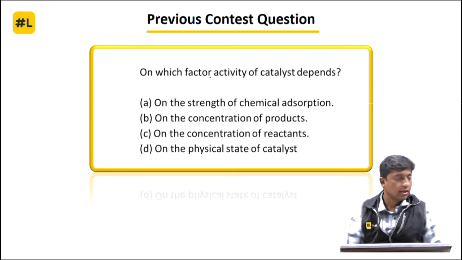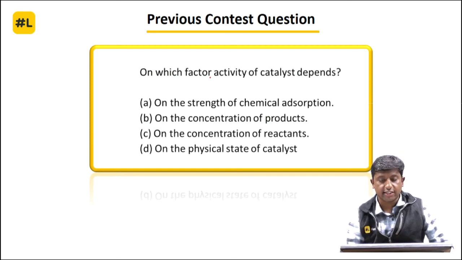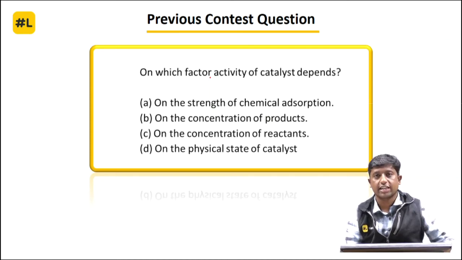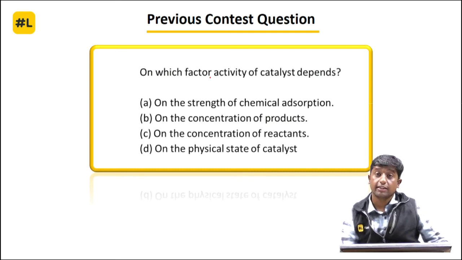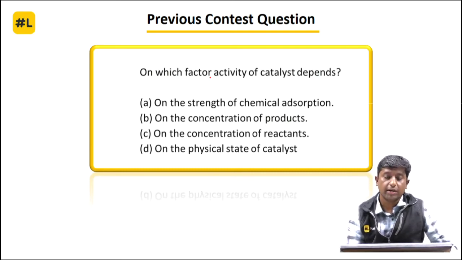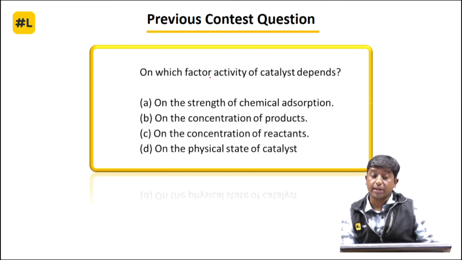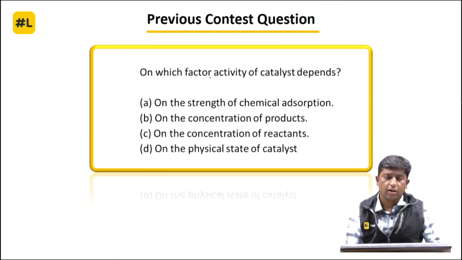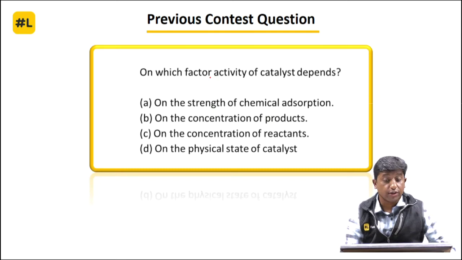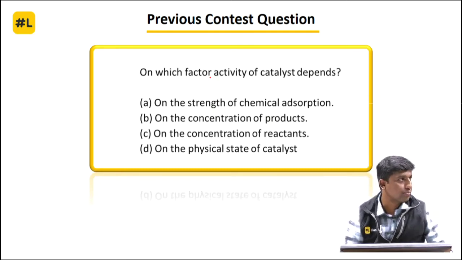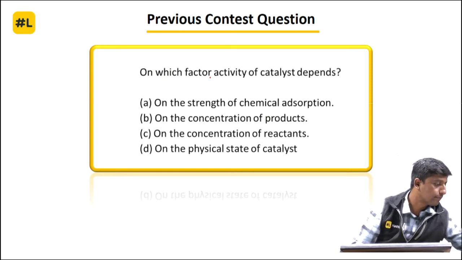We know that the activity of a catalyst depends on its surface area. If a large surface area is available, then the rate of the reaction becomes more. But here they have not given the surface area. You need to pick the other answer which is very close to it. We know that in chemical adsorption the rate increases with an increase in the surface area of the catalyst. So here the activity of the catalyst depends on the strength of chemical adsorption.